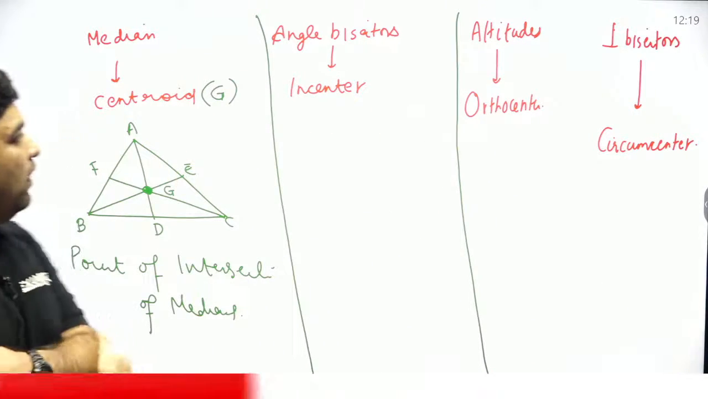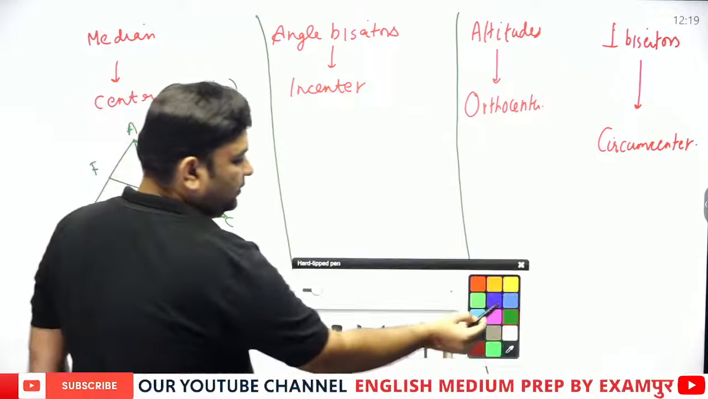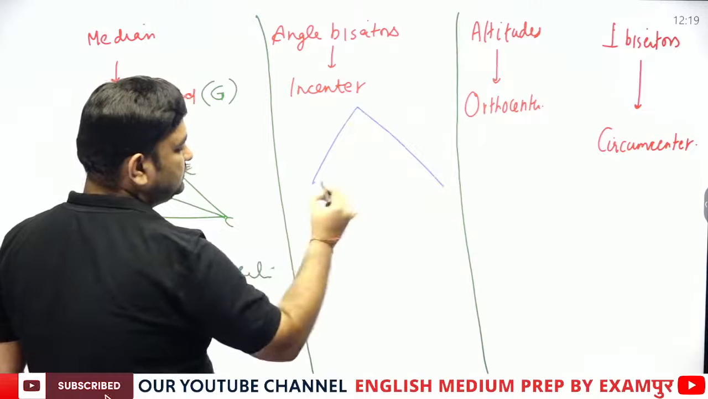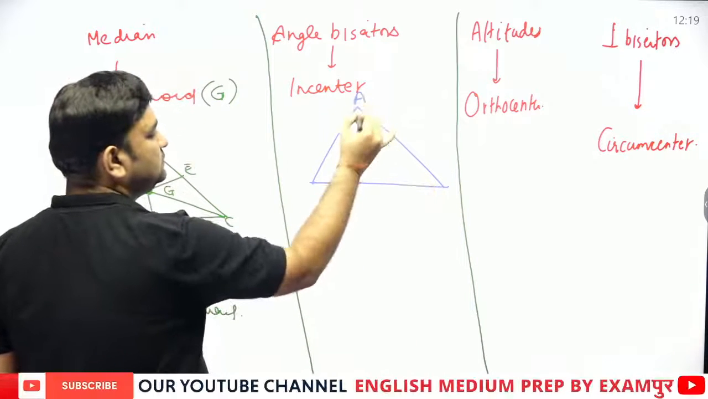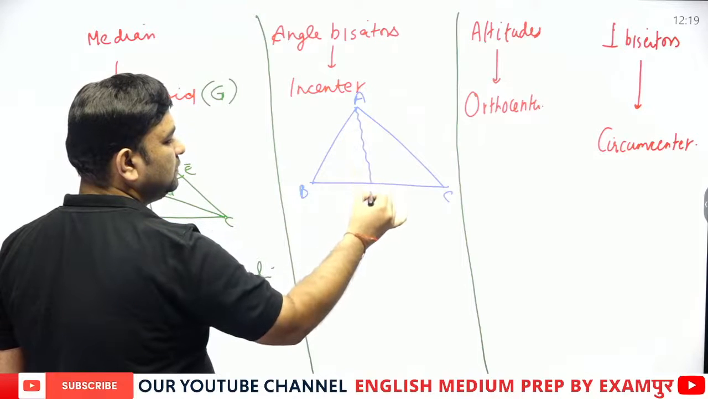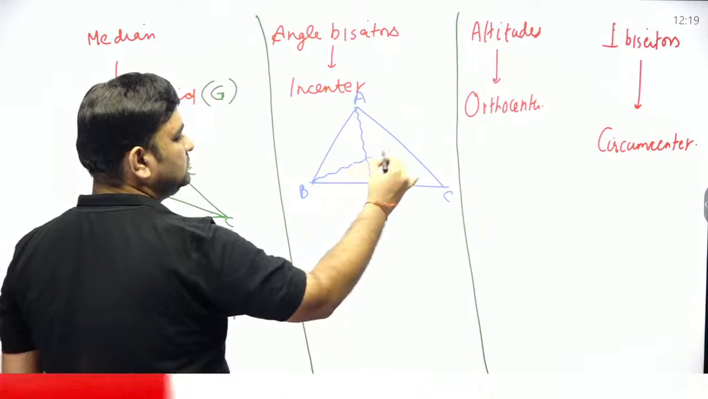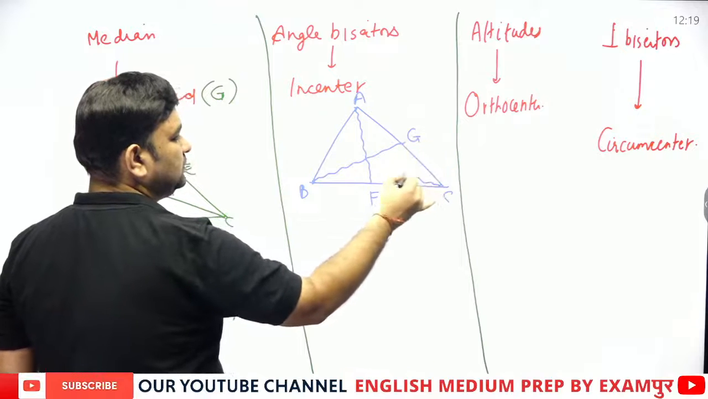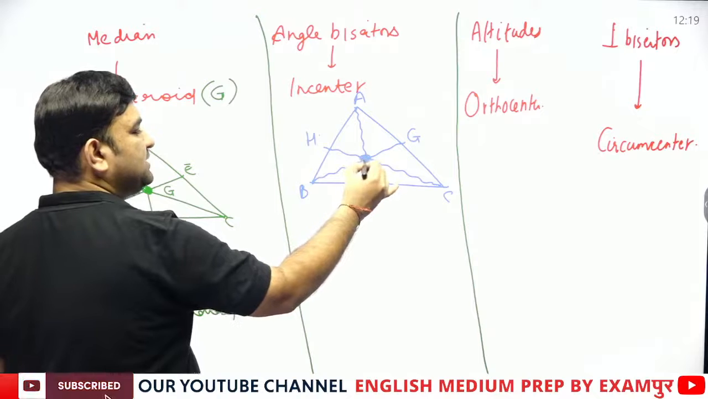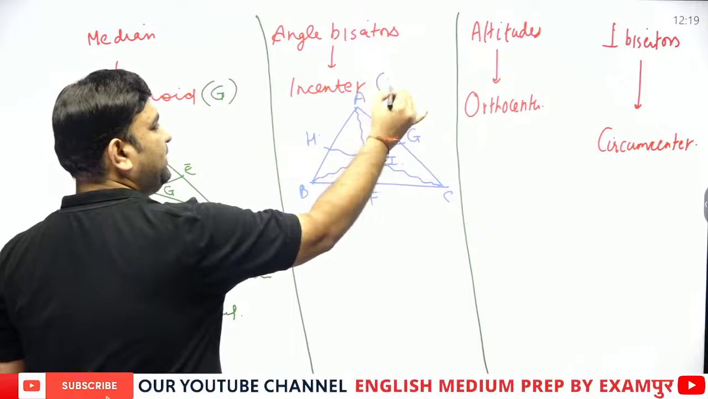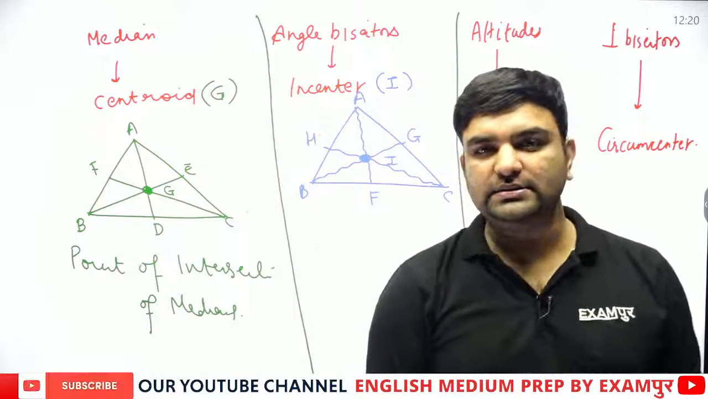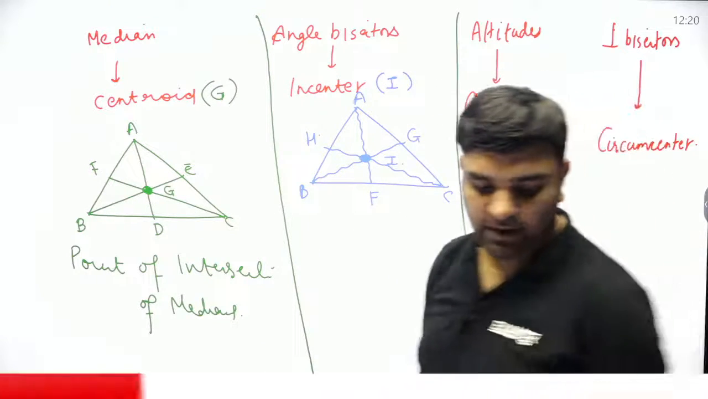Similarly, point of intersection of angle bisectors is being called as incenter, represented by I.